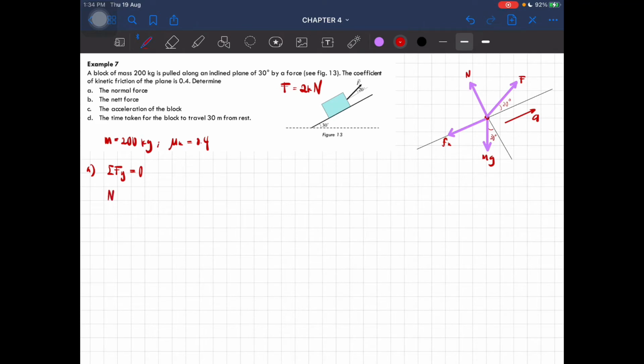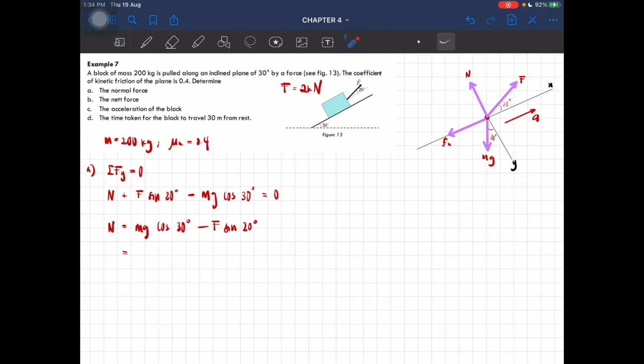Now n is positive, plus F sine 20°, and then we have the mg going down, cos 30°. This is our x axis, this is our y axis. Now we let this equal to 0. So n is equal to mg cos 30° minus F sine 20°. We have all the values, m is there, F is there, so just substitute into the formula. You'll then get the normal force to be 1015 Newton.